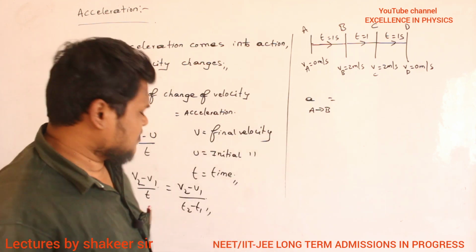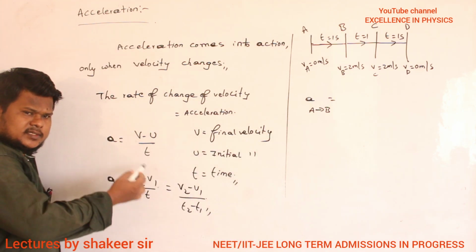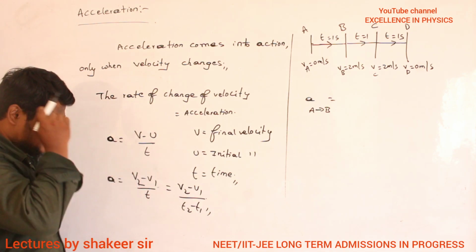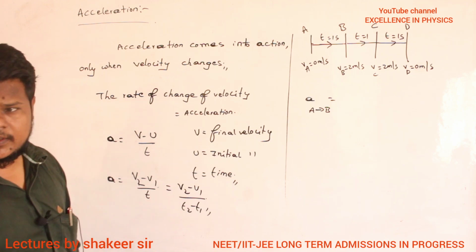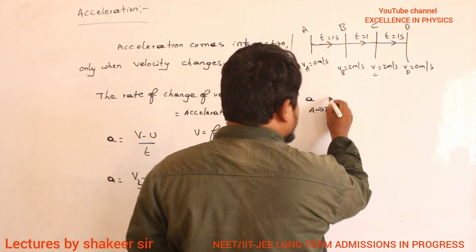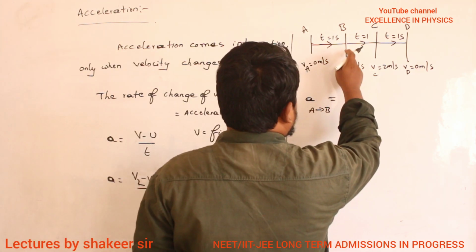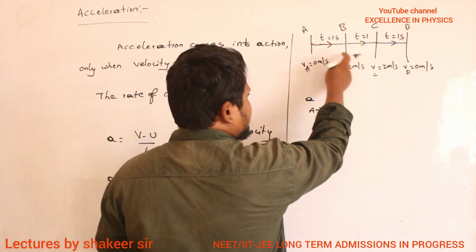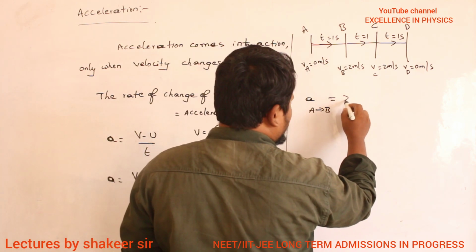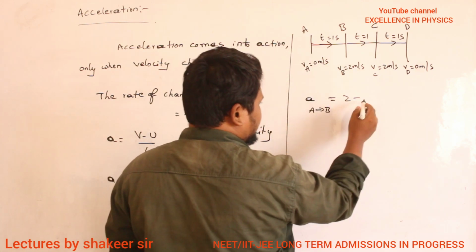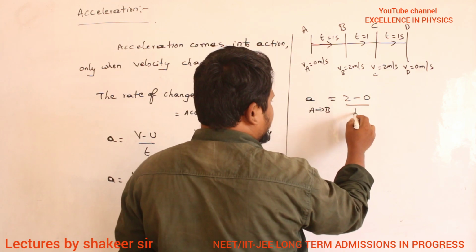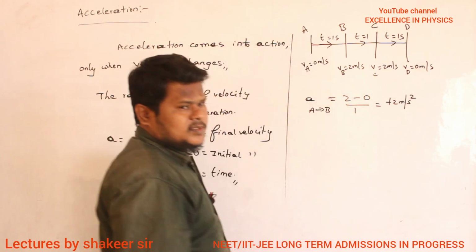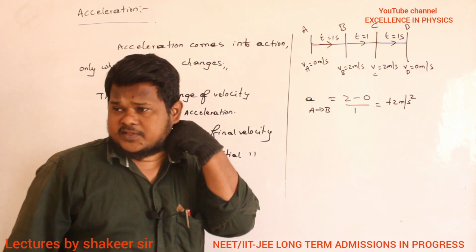What is the definition of acceleration, ma? Definition of acceleration is change in velocity divided by time taken. Clear, ma? What is meant by change in velocity? Change in velocity means final velocity minus initial velocity, no, ma? So final velocity in this interval is how much? 2. Initial velocity 0. Time taken 1 second. So therefore what is the acceleration? Plus 2 meter per second square. So the unit of acceleration is meter per second square.